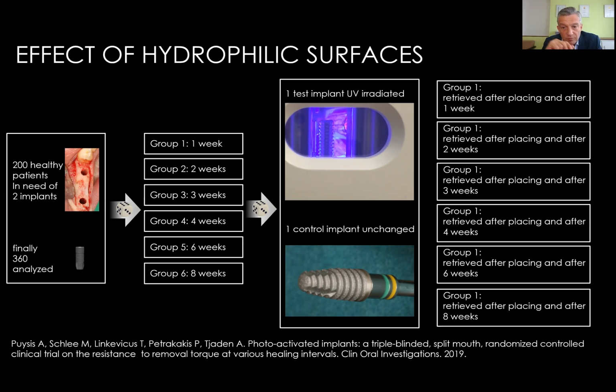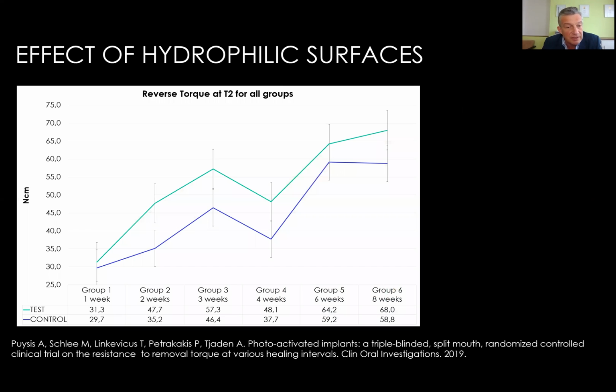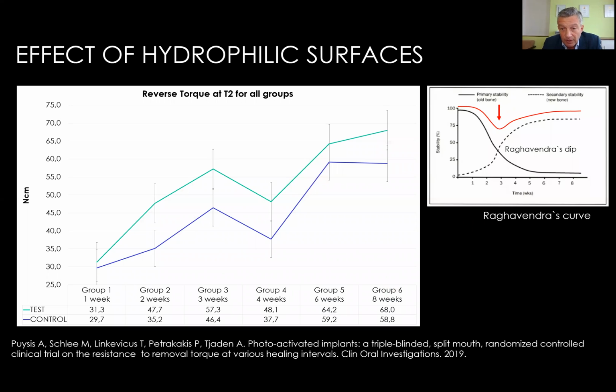And in groups 5 and 6, of course, we were not able to remove all the implants because they were osseointegrated, and we couldn't remove them with 80 Newton centimeters. And these are the very interesting graphs. In green, you can see the necessary reverse torque for hydrophilic implants, and in blue, the reverse torque for hydrophobic implants. What does that mean? Hydrophilic implants integrate better to bone. This was claimed by Raghavendra. He said we have a peak after 3 weeks where the dip of primary stability.